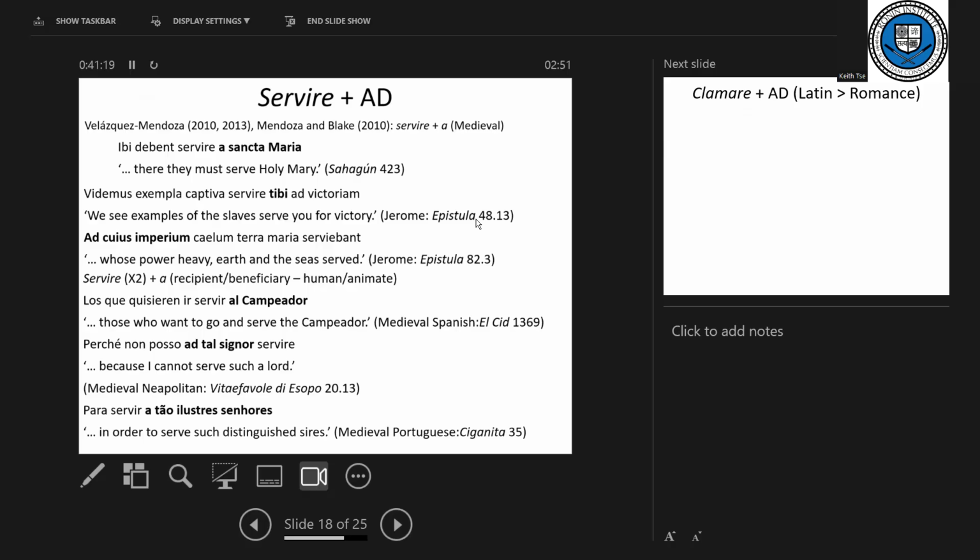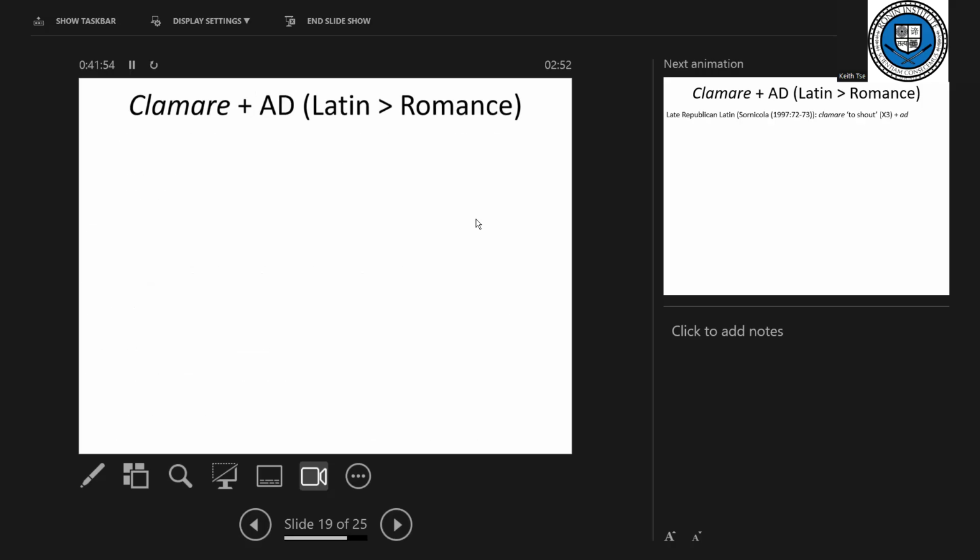In Romance, where the morphological case is lost, the reflexes of servire are definitely transitive. These take a human object selected by a two-place verb. So, for example, in medieval Spanish, "servir al Campeador"; in medieval Neapolitan, "al signore servire"; and also in medieval Portuguese, "servir a tais ilustres senhores". So that's another key source for DOM here.